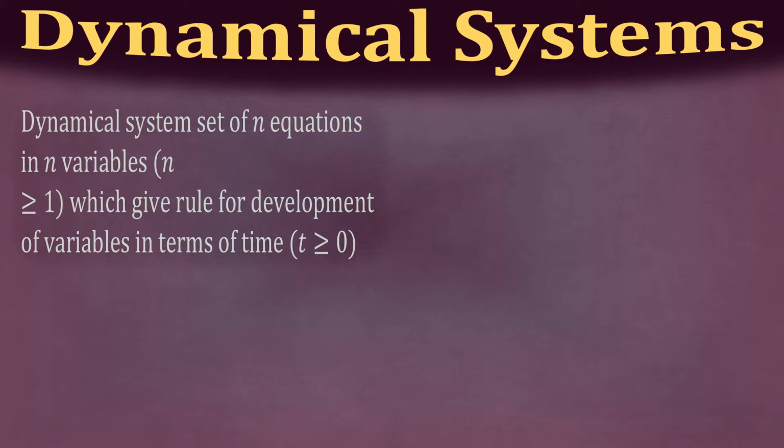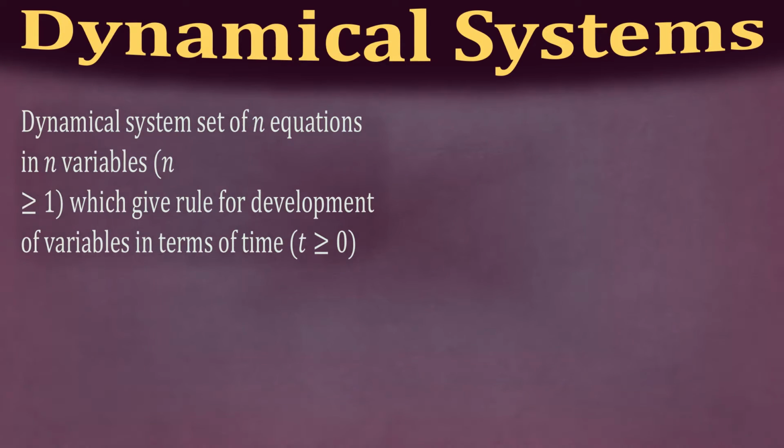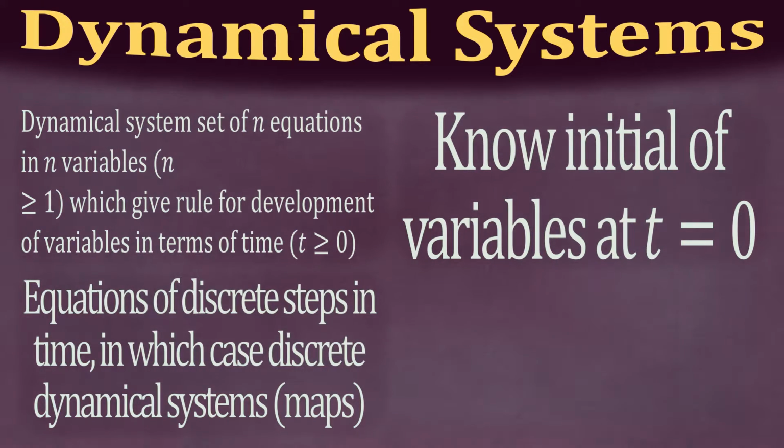Now, let's move on to defining dynamical systems. A dynamical system is a set of n equations in n variables, where n is greater than or equal to 1, which give a rule for the development of the variables in terms of time, where time is greater than or equal to 0. We also know the initial state of the variables at time equals 0.